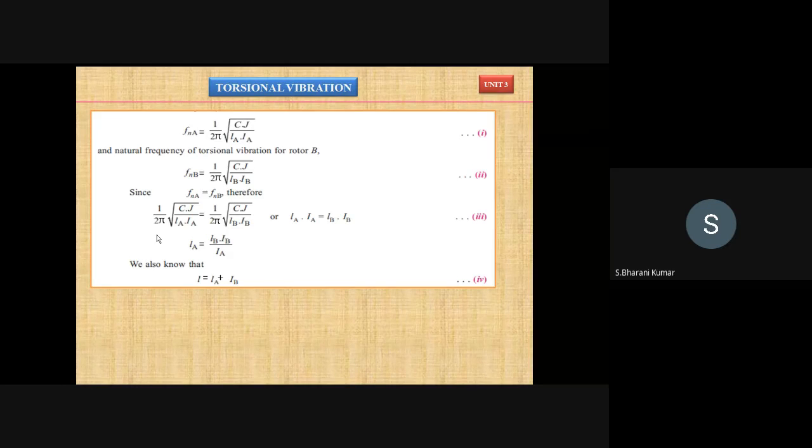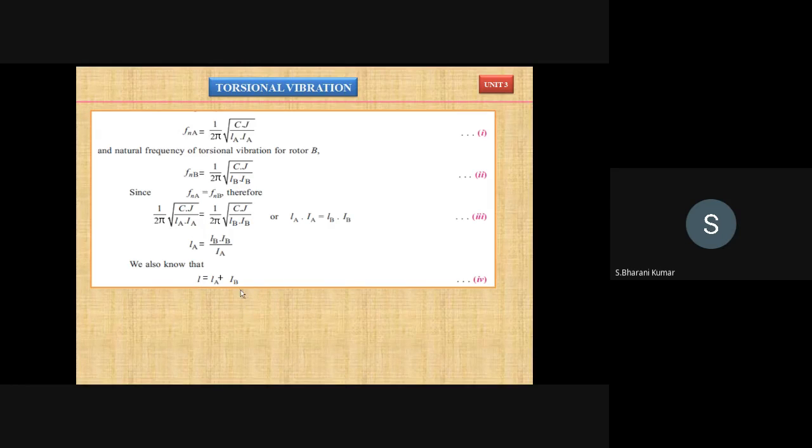So based on that, the formula will be written like this. The common terms are cut down here. So LA into IA is equal to LB into IB. Therefore, LA equals LB into IB divided by IA. And the general formula is L equals LA plus LB. The total length of the shaft is the summation of A plus B. That is given here: L equals LA plus LB.